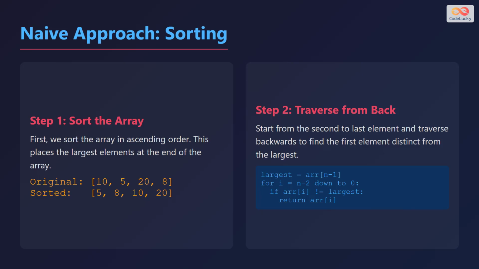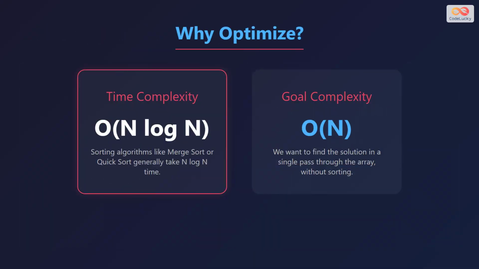A common first thought is to simply sort the array. If we sort the array in ascending order, the largest elements move to the end. We can then traverse backwards to find the first element that is not equal to the largest one. However, sorting is expensive. Standard sorting algorithms take O of n log n time. In an interview, we want to solve this in linear time, O of n, traversing the array just once.